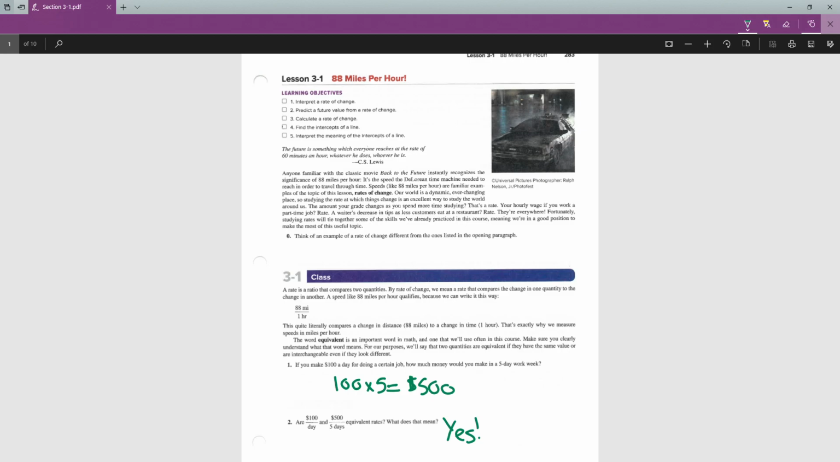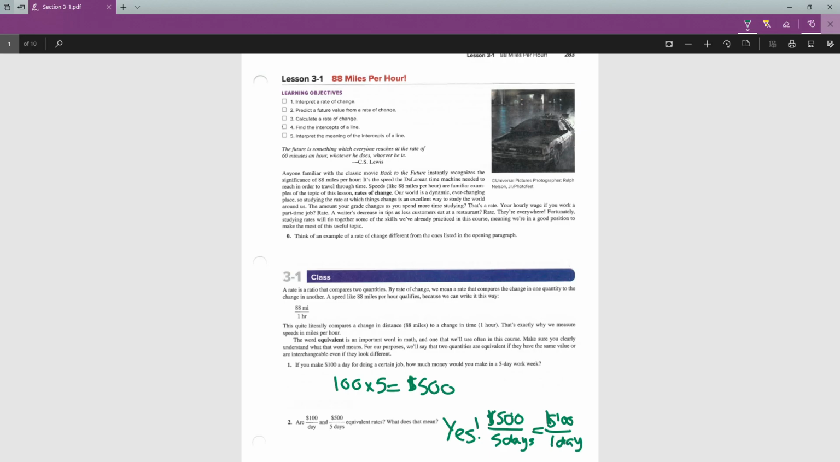If we look, $500 in 5 days, it would reduce. We reduce all of our fractions. It would reduce to $100 in 1 day.